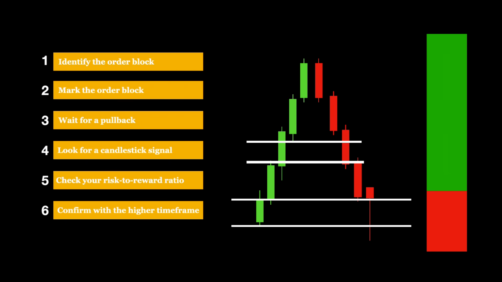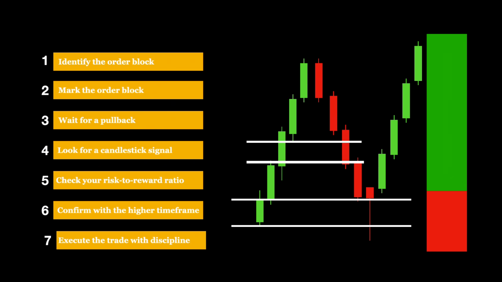Confirm with the higher time frame. Switch to the higher time frame and analyze the overall market structure. If it aligns with your trading time frame, you've got strong confirmation. Execute the trade with discipline. Place your entry, set your stop loss, and manage the trade according to your plan. By following these steps, you make sure every trade is backed by structure, confirmation, and risk management, not emotion.